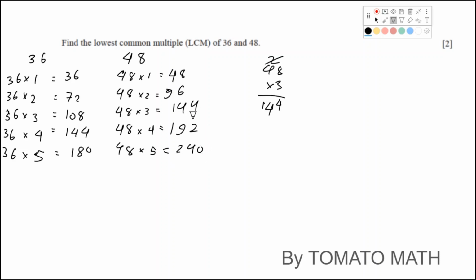So we can see here that the lowest common multiple is 144. So they both meet at 144. So the lowest common multiple is 144. This is the easier method, but it's much longer.